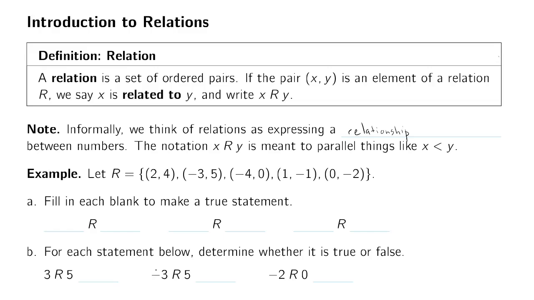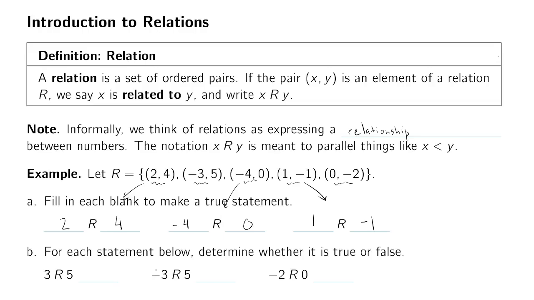So if R is the relation consisting of just these 5 ordered pairs here, then we can write xRy for any pair of numbers that's in one of these ordered pairs. So (2, 4) is one of these ordered pairs, so we say 2R4. (-4, 0) is one of these ordered pairs, so we say -4R0. (1, -1) is one of these ordered pairs, so we say 1R-1.